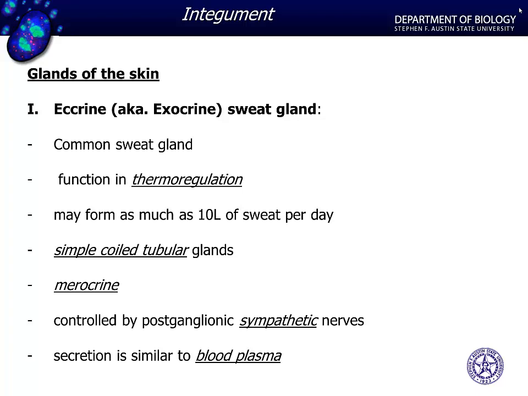Now, these eccrine sweat glands are simple, coiled, tubular glands. Think of just piling up a string of spaghetti. That's what that's going to look like. And their secretion mode is going to be by merocrine excretion. Now, these sweat glands are controlled by sympathetic nerves, postganglionic sympathetic fibers. So, of course, they're going to be responding to a fight or flight situation. And the secretion sweat is very similar in its composition to what we will find as composing plasma in the blood.